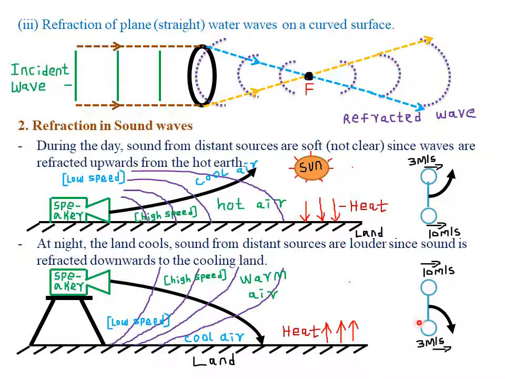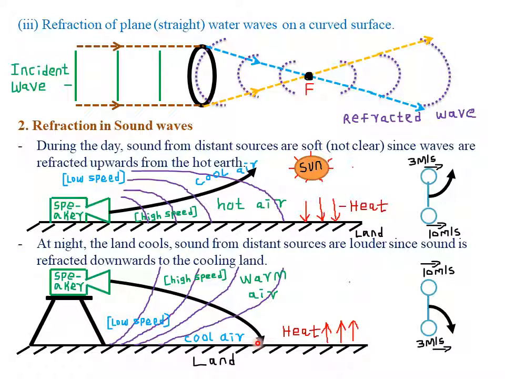Just like for this case, where the vehicle is also turning in the direction of the wheel that is moving at a very, very low speed. So this explains why you are able to hear sound from very distant sources, usually at night, because an observer at this particular point, which is a point far away from the speaker or the source of sound, is able to hear the sound very clearly, because sound is refracted downwards, that is at night.